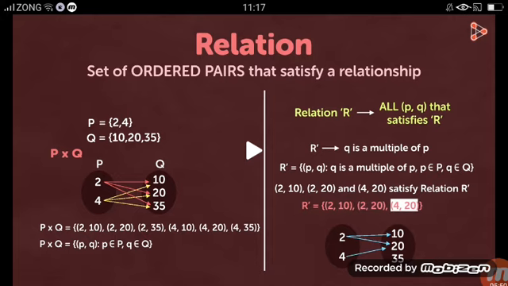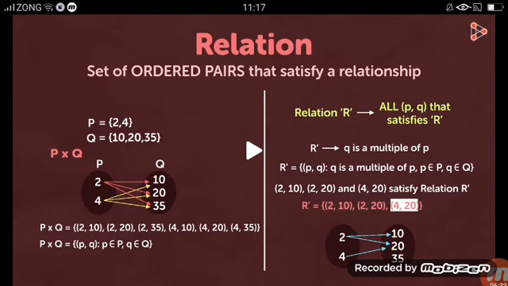Sometimes the relation is given, as here in the example, that q is a multiple of p. So from the Cartesian product P cross Q, we are going to find such pairs where q is a multiple of p. So let's see in the Cartesian product where q is the multiple of p. Multiple means that it comes in the table of that number. We can see that 10 is a multiple of 2, 20 is a multiple of 2, and 35 is not a multiple of 2, so that should be excluded.